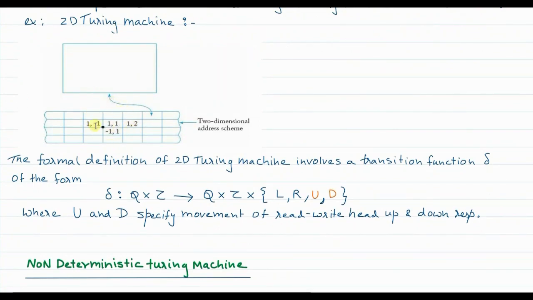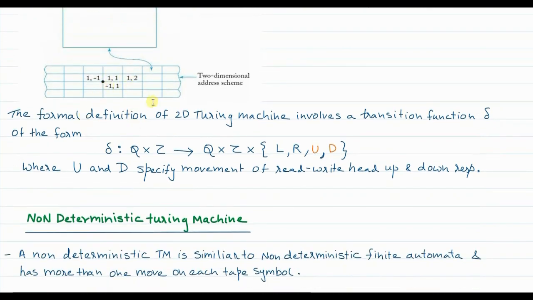So this is the address scheme of a 2-dimensional Turing machine. As you can see here, this is a point. Now you see there are coordinates: 1, -1, 1, 1, 1, 2, -1, 1. So each cell is referred with the x component and the y component. Let us not go into the detail of what these components are, but just understand that, like how we have matrices, each cell of the matrix has x and y components. Similarly, each cell over here is referred with x and y.